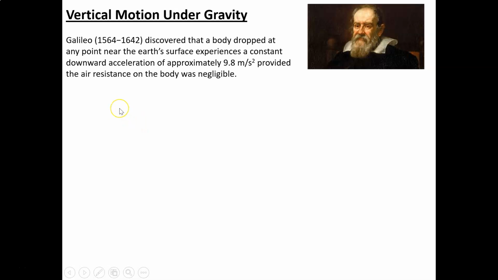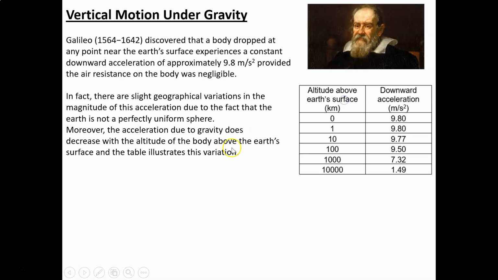Some time ago, Galileo discovered that a body dropped at any point near the Earth's surface experiences a constant downward acceleration of about 9.8 meters a second squared, provided that the air resistance on the body was negligible. In fact, there is a slight geographical variation in the magnitude of this acceleration close to the surface due to the fact that the Earth is not a perfectly uniform sphere.